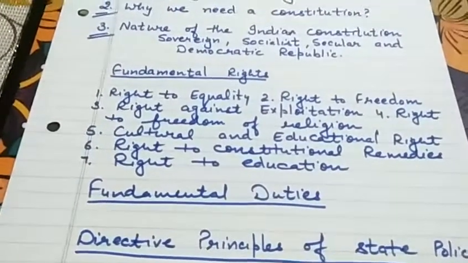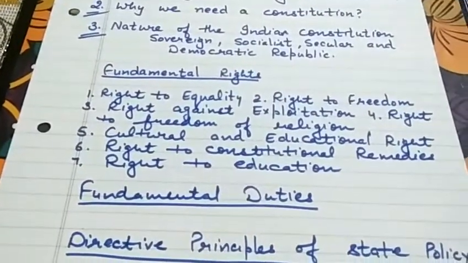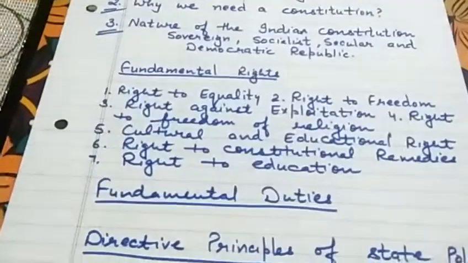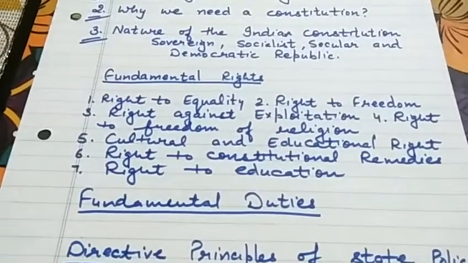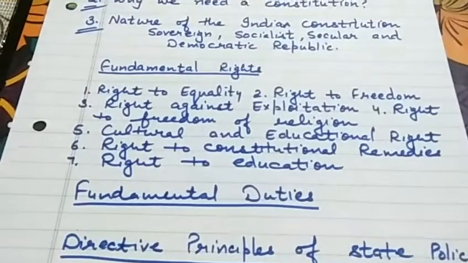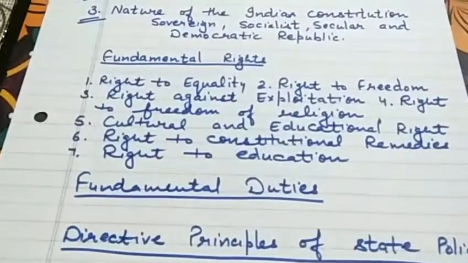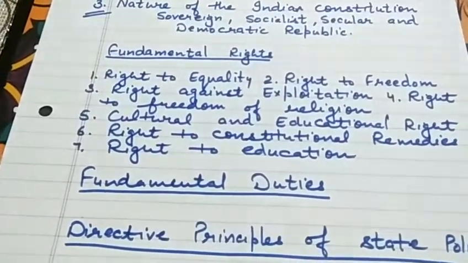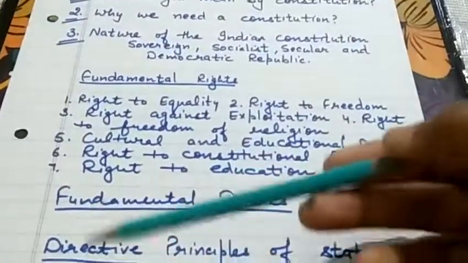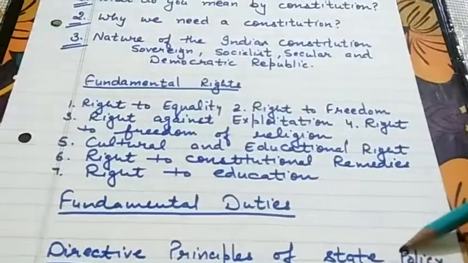Along with fundamental rights, we have some fundamental duties. For example, we must respect the constitution and obey the laws of our country. We must respect our national flag and national anthem. We must protect and preserve our environment, etc. So the last point is directive principles of state policy.